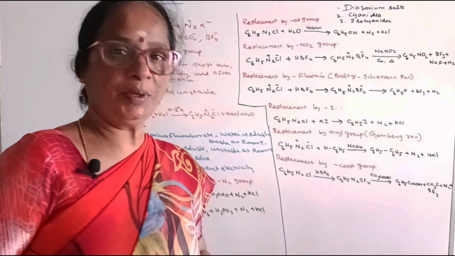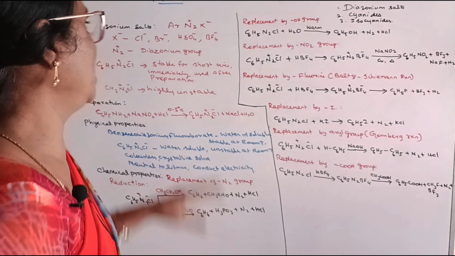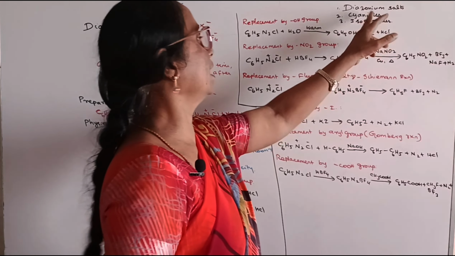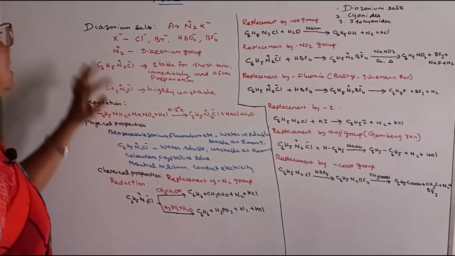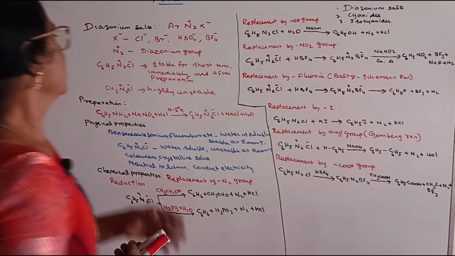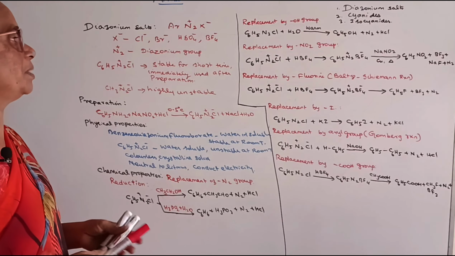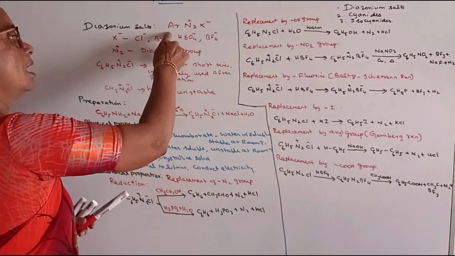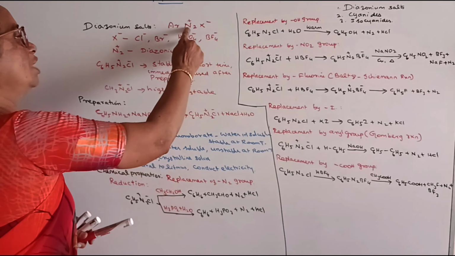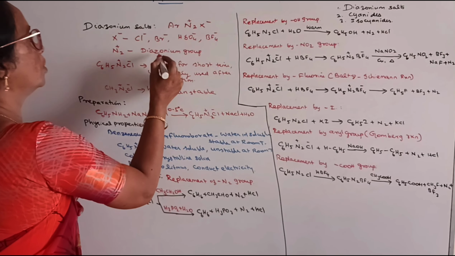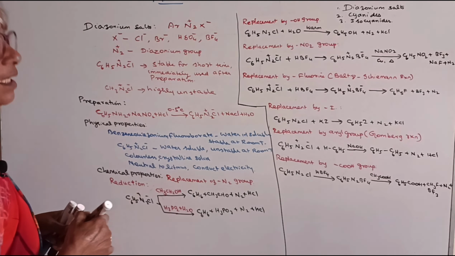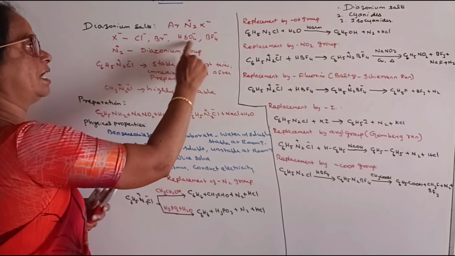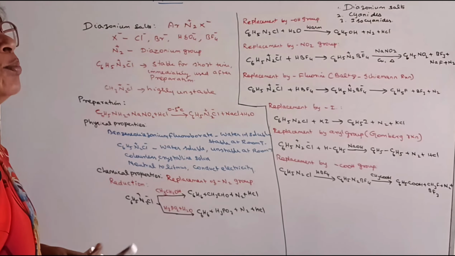The next topic from amines is benzene diazonium salts. Besides that, we have to see cyanides and isocyanides. Let's see diazonium salts first of all. Diazonium salts are generally represented as ArN2+X-, where Ar is an aryl group, N2+ is the diazonium group, and X- could be a chloride ion, a bromide ion, a bisulfate ion, or even a tetrafluoroborate ion.